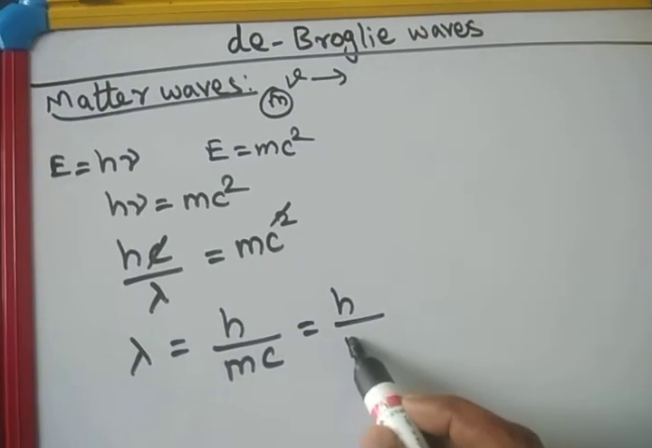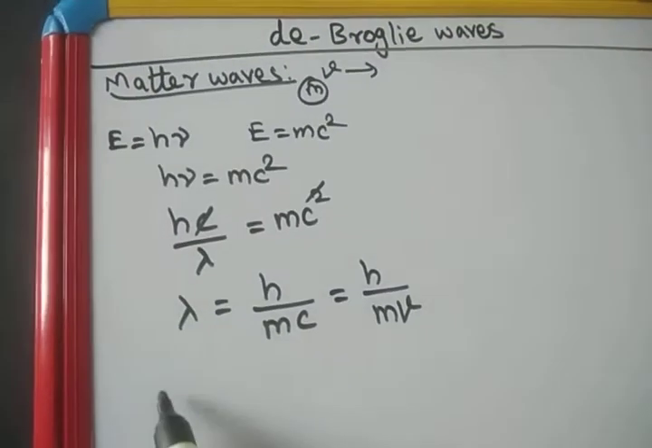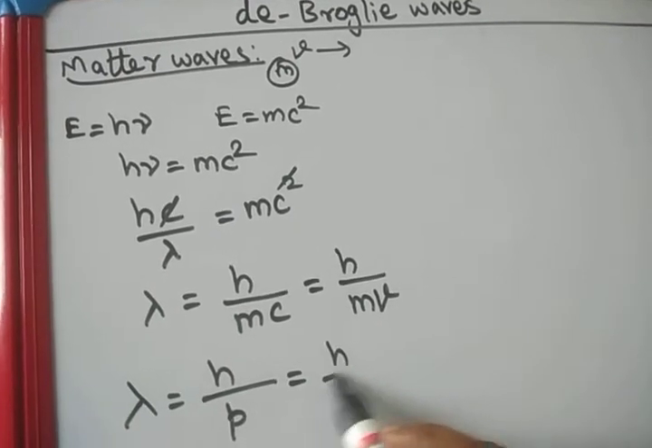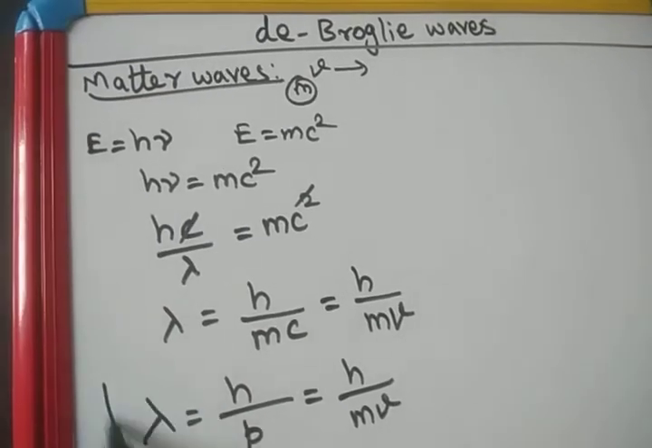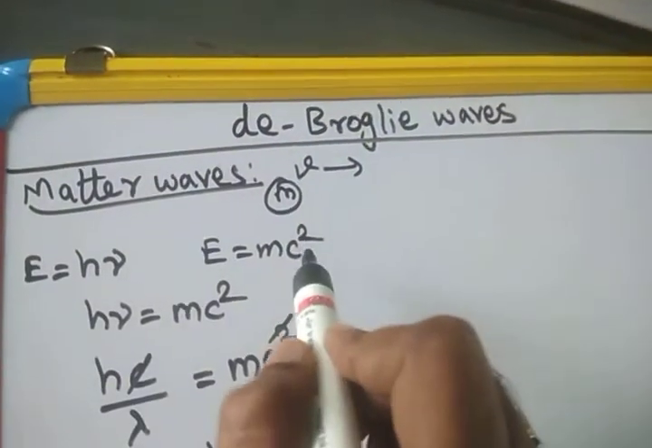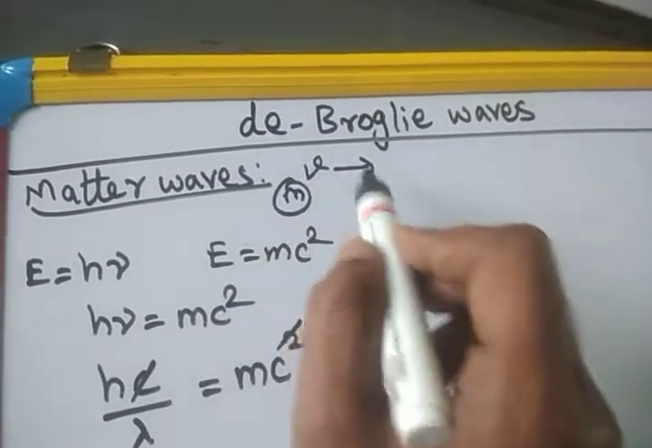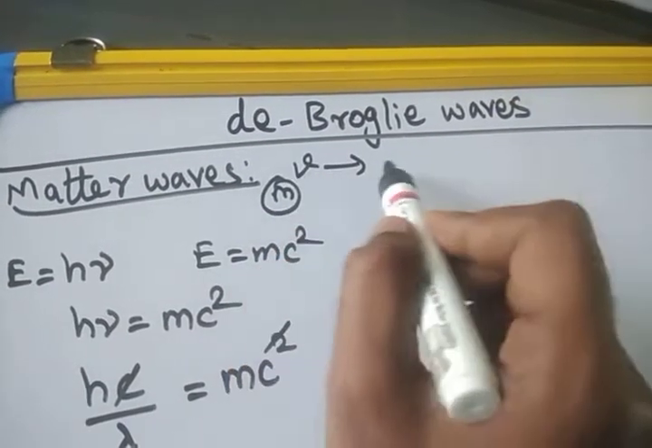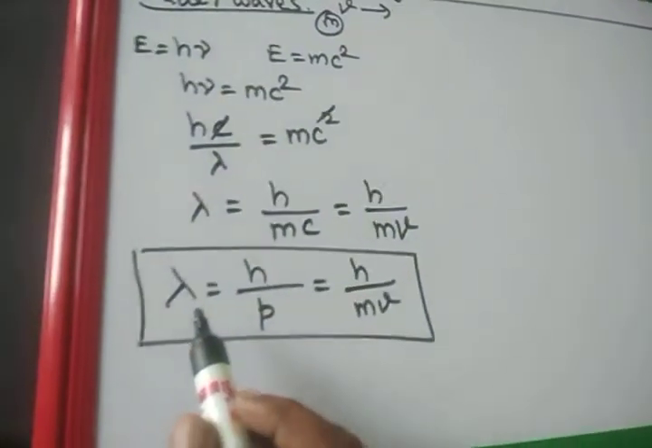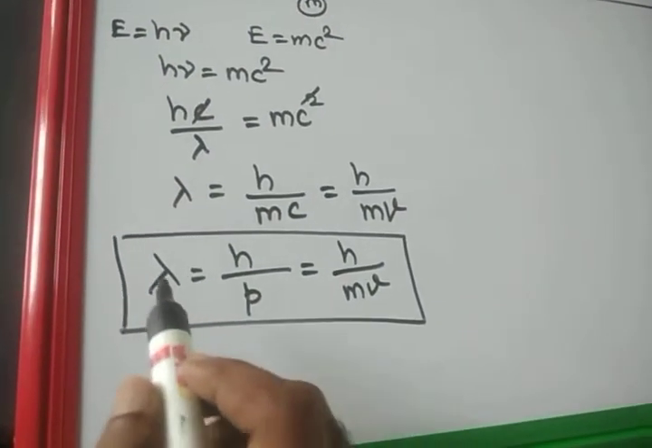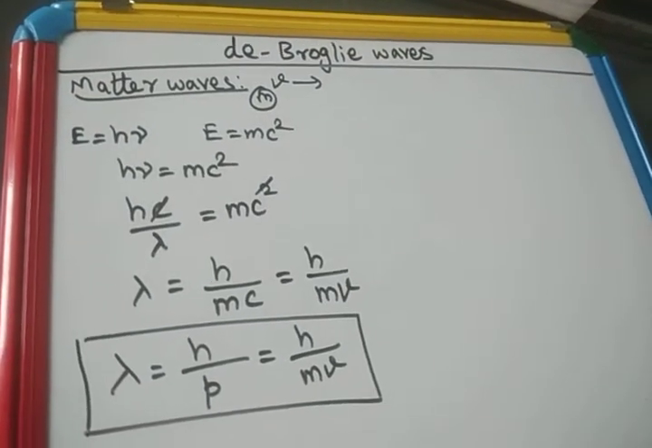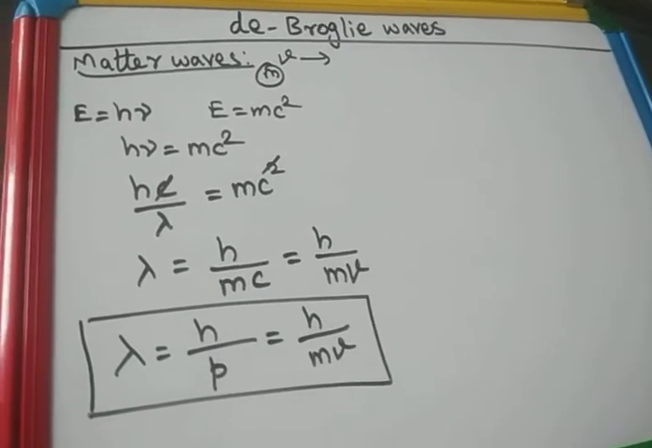If we take the velocity of the particle, mv, then lambda is equal to h by p, where p is the momentum of the particle, that is mv. This is the equation derived by De-Broglie for the waves associated with a moving particle whose velocity is v and mass is m. The wavelength of that moving particle's wave is lambda is equal to h by p. The scientists understood that it is logically correct.